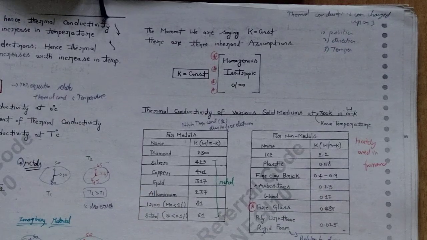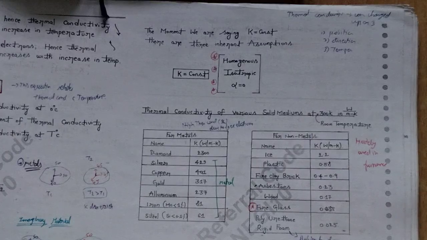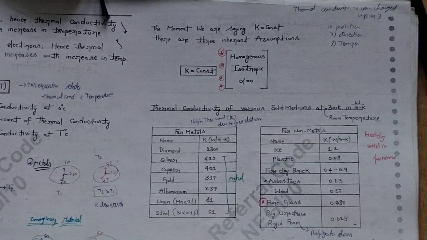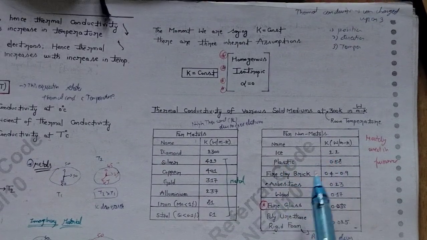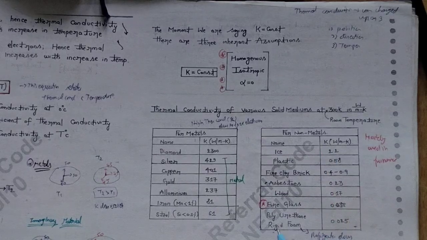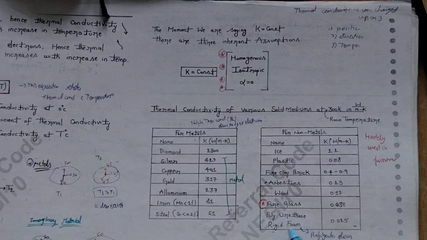For non-metals, ice is only 2.2, and plastic is much lower too. Everything is much lesser. Polyurethane rigid foam, which is used in refrigerators, is only 0.025, so its thermal conductivity is very low.